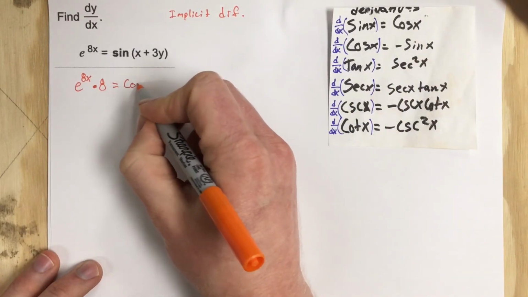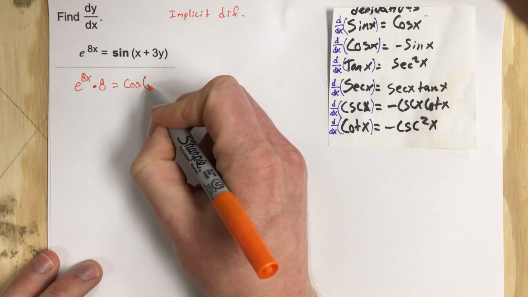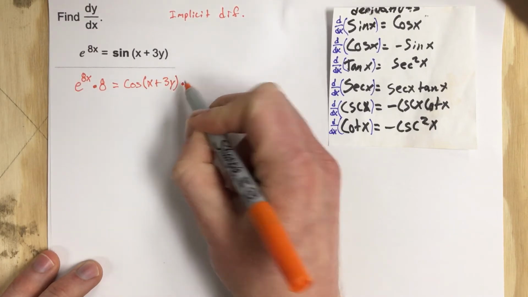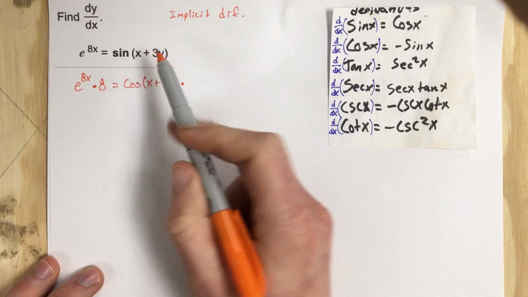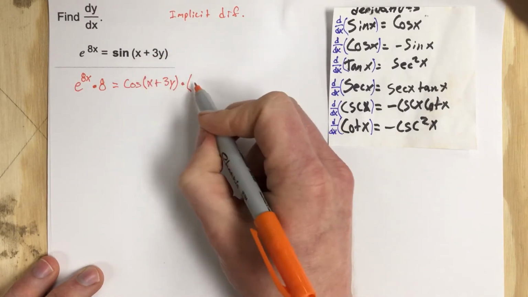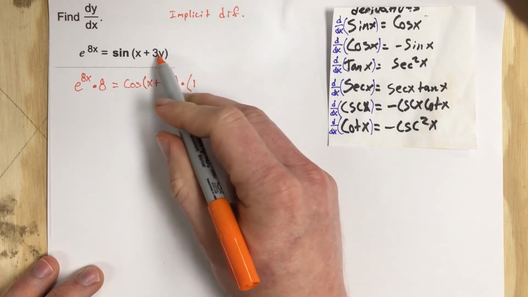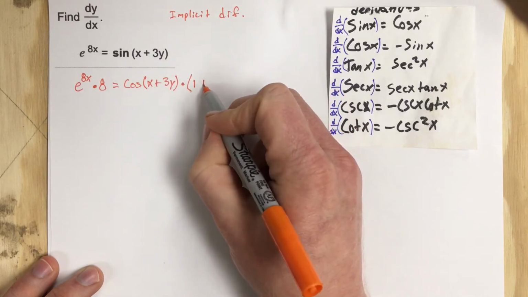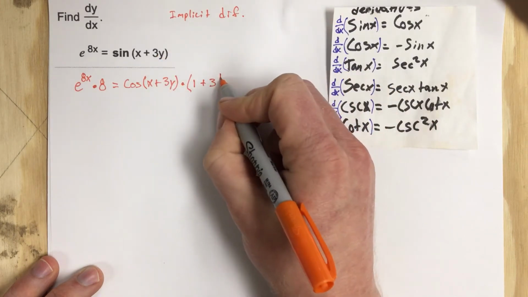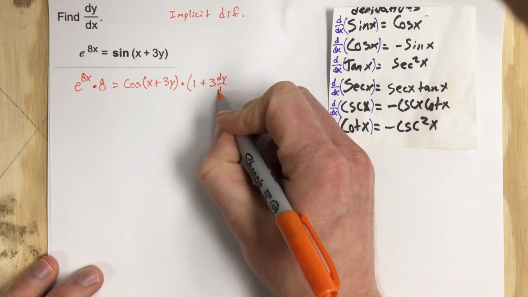Equals, we know the derivative of sine is cosine, so we can write this as cosine. Remember, we're using the chain rule here, so cosine of x plus 3y. And we're going to multiply this times the derivative of the inside. Well, the derivative of the inside is going to be: derivative of x is 1. Derivative of 3y is going to be plus 3, because the derivative of 3y is just 3. And this will be dy over dx.